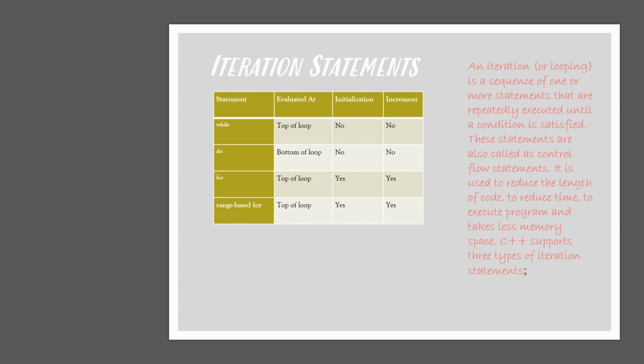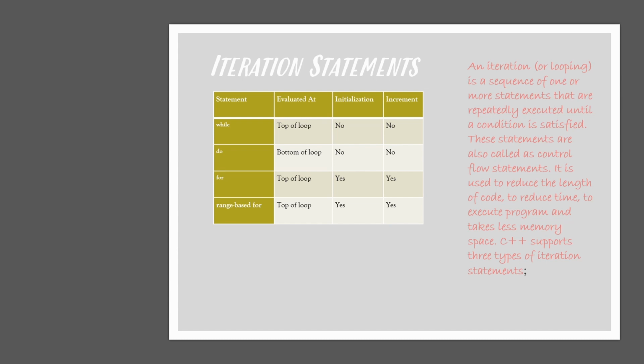So what is an iteration? An iteration is a sequence of one or more statements that are repeatedly executed until a condition is satisfied. That means you give some condition and two or more statements, and until this condition is satisfied, those statements will be executed. That's the basic concept of iteration.